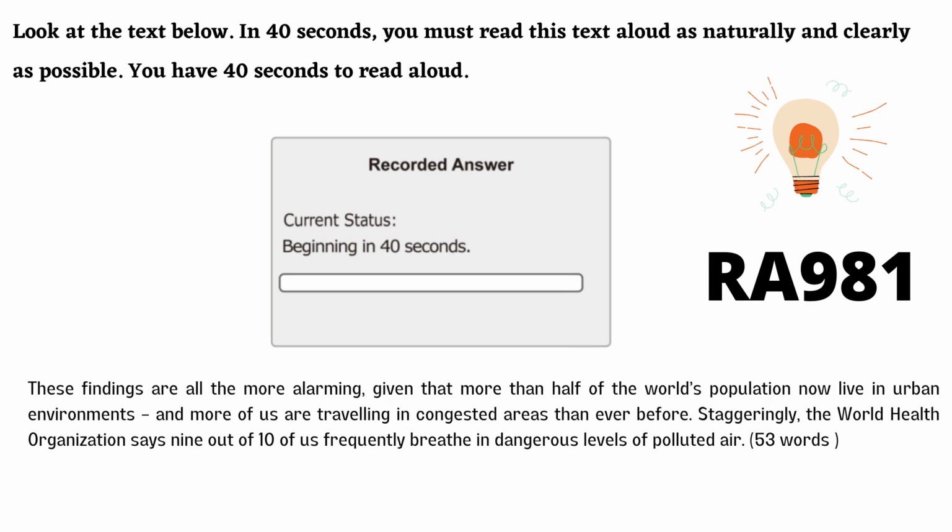These findings are all the more alarming, given that more than half of the world's population now live in urban environments, and more of us are traveling in congested areas than ever before. Staggeringly, the World Health Organization says, 9 out of 10 of us frequently breathe in dangerous levels of polluted air.